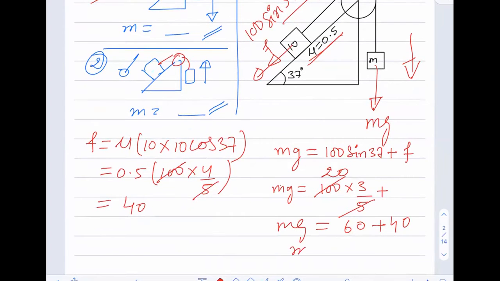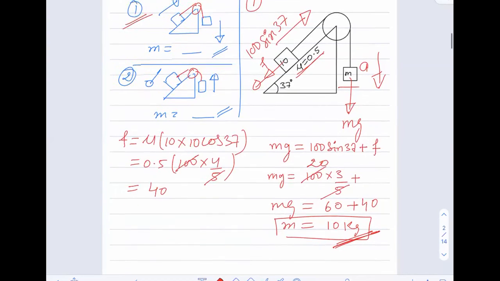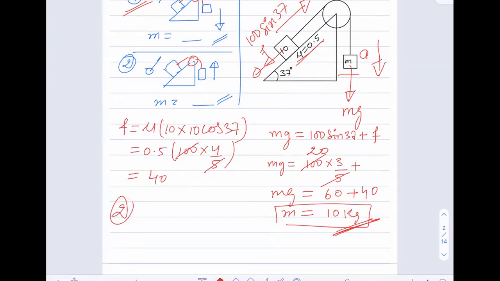Now the mass from here, what I'm getting is 10 kg. So when I do the calculation, assuming that this mass is moving downward, one mass I'm getting as 10 kilogram. Now when I assume that this mass moves upward, I have to do another calculation. So in the second case, when this mass is moving upward, this mass has to move downward. In that case, the friction force will be upward. Okay, so let us see what will happen here.